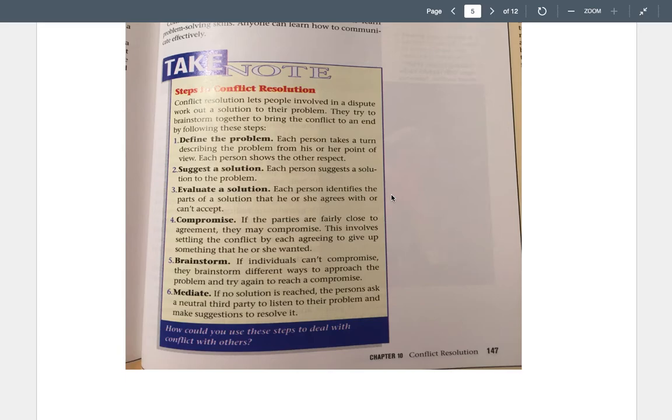And number 4 is about compromise. If the parties are fairly close to agreement, they may compromise. This involves settling the conflict by each agreeing to give up something that he or she wanted. Number 5 is brainstorm. If individuals can't compromise, they brainstorm different ways to approach the problem and try again to reach a compromise. And number 6, mediate.